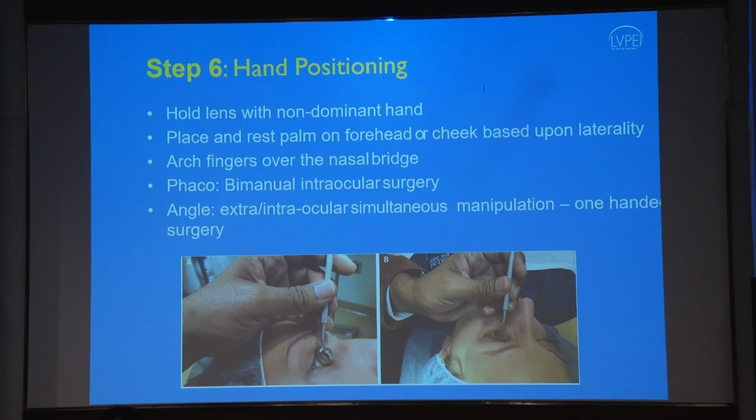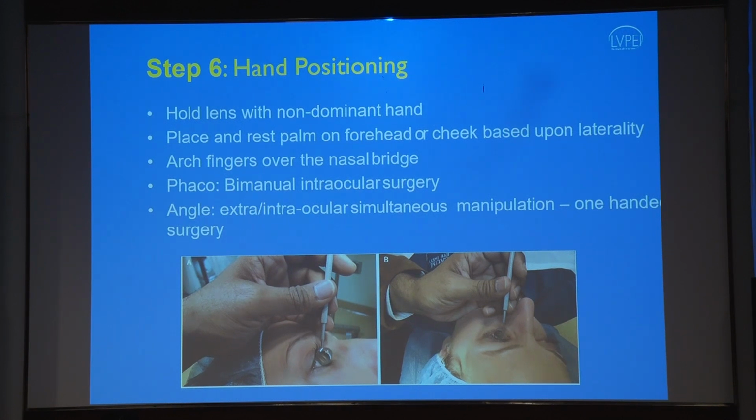Step 6, the hand positioning. Hold the lens with the non-dominant hand and place and rest the palm on the forehead or cheek based upon the laterality of the surgery. Then arch the fingers over the nasal bridge.